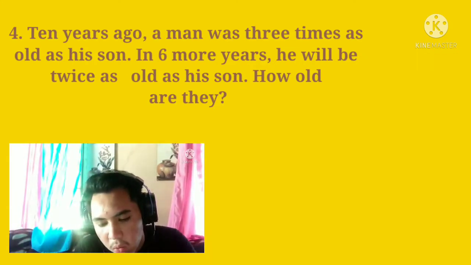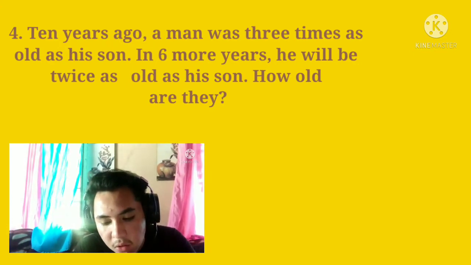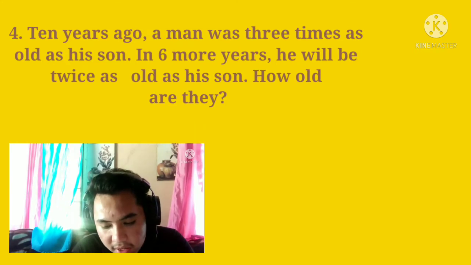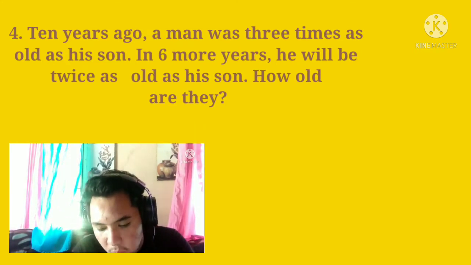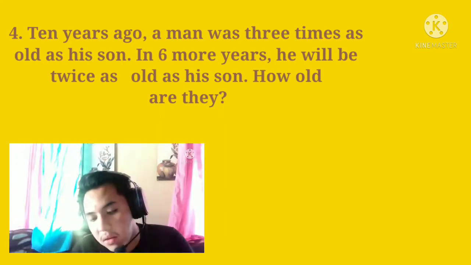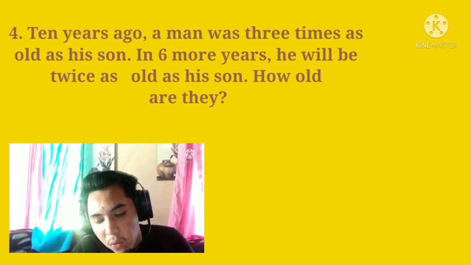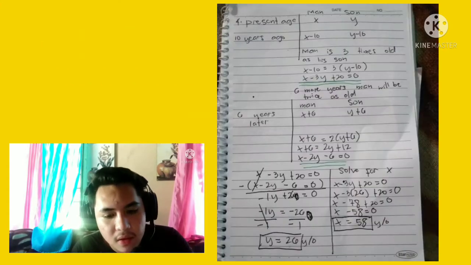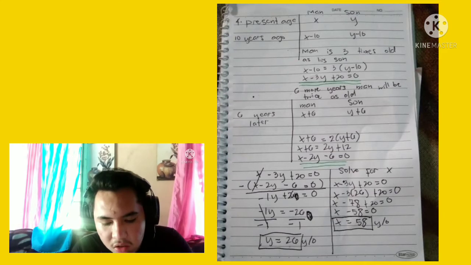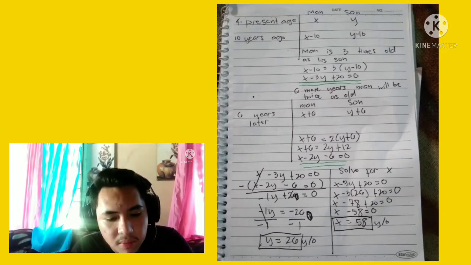For our number 4. So 10 years ago, a man was 3 times as old as his son. In 6 more years, he will be twice as old as his son. So the question is, how old are they? So to solve this, our present age is unknown. So let the man equal x, and our son is y.